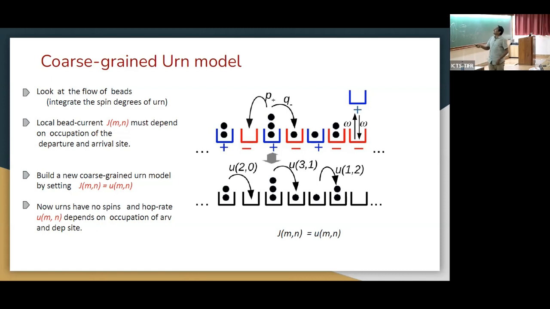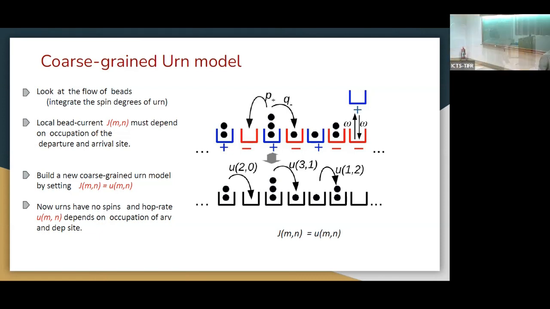So you integrate out the spin degrees of freedom, that is called coarse graining, and you write it as if the boxes have no colors. And these particles now move with a rate which is the same as the local current, okay? Which is the coarse graining.